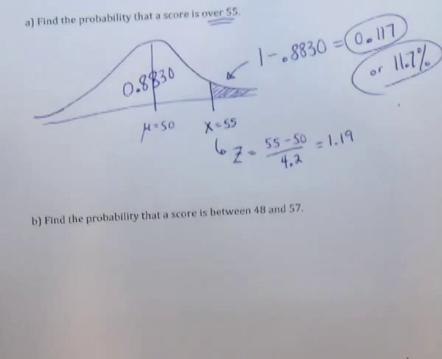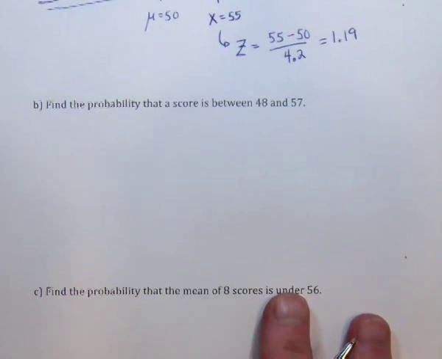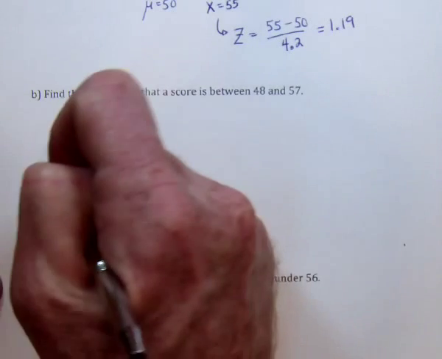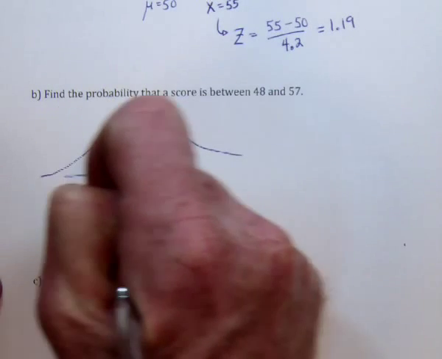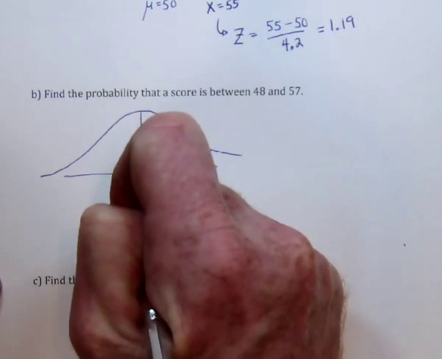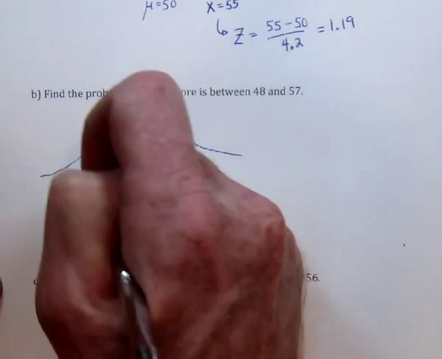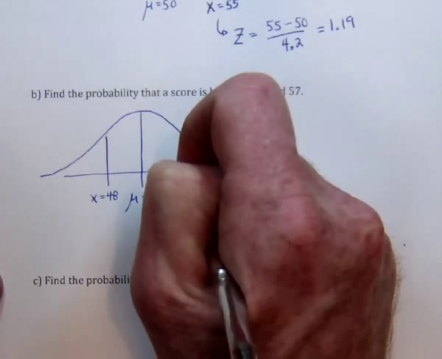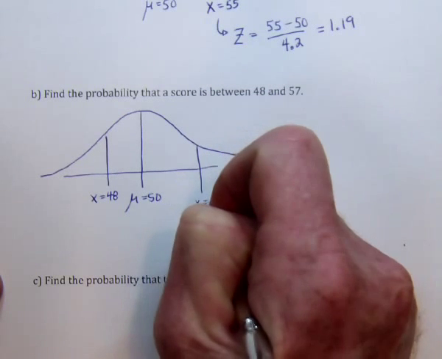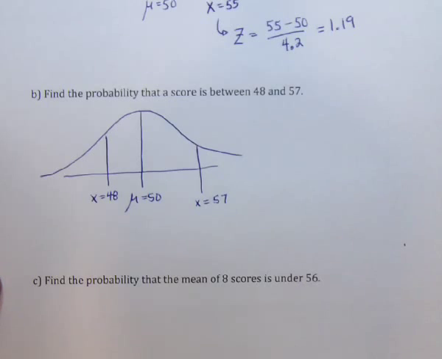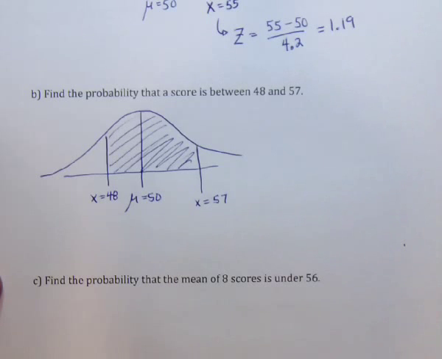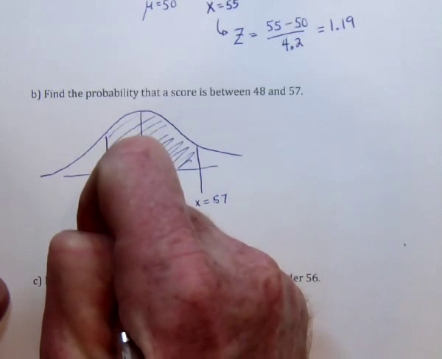Next, the second one is going to be very similar, except it's between two numbers. So the beginning part is the same. Draw the bell-shaped curve. You put the mean equal to 50 in the middle. A 48 would be over here, x equals 48. And a 57 would be over here. And then we're being asked for the area between. So that's this shaded area. Don't you love my artwork? I do. Then we get to do the z-score twice.